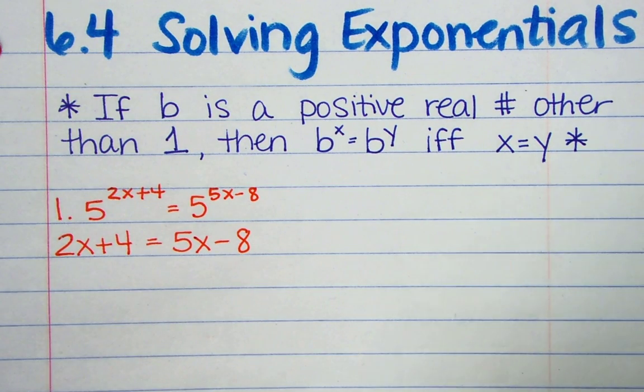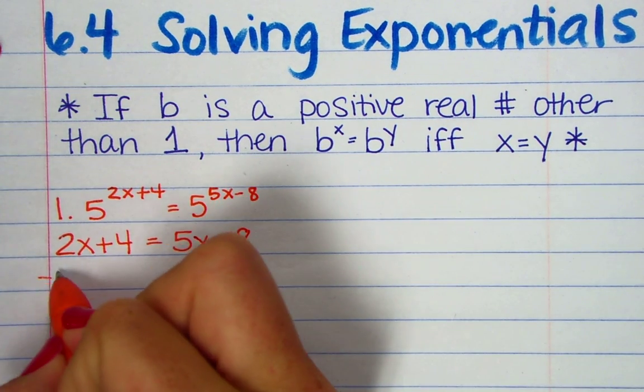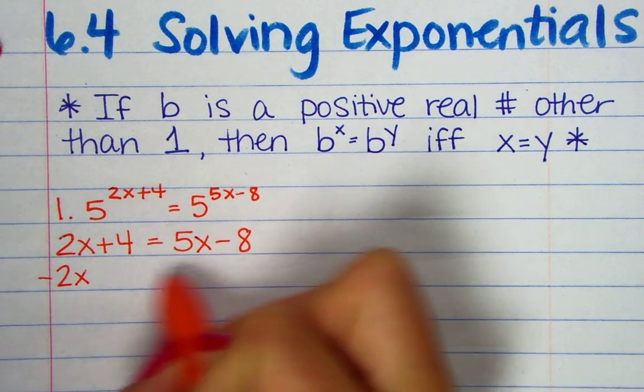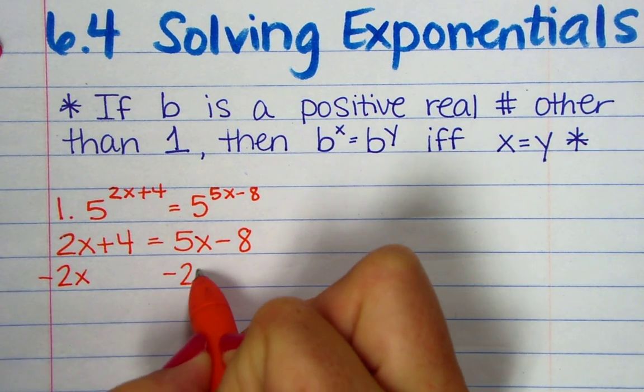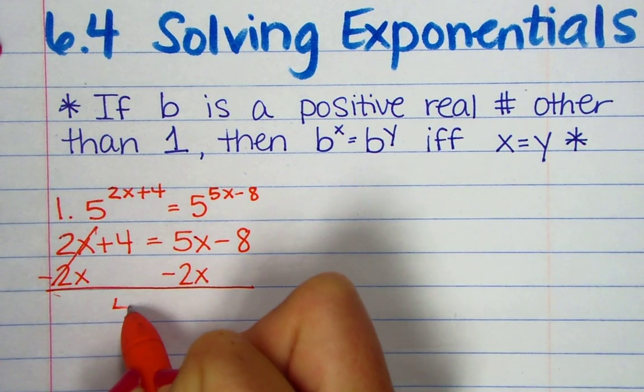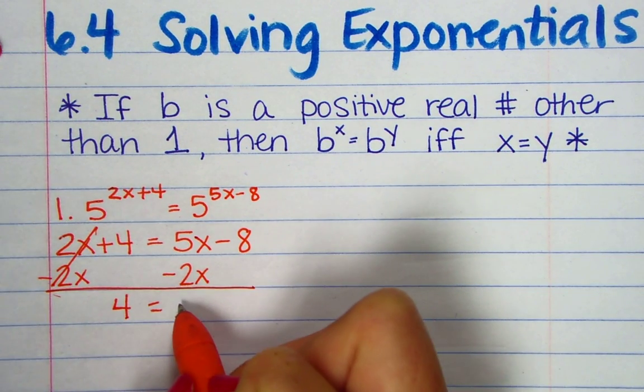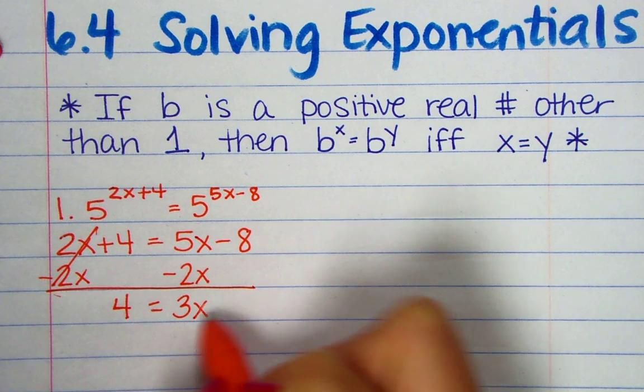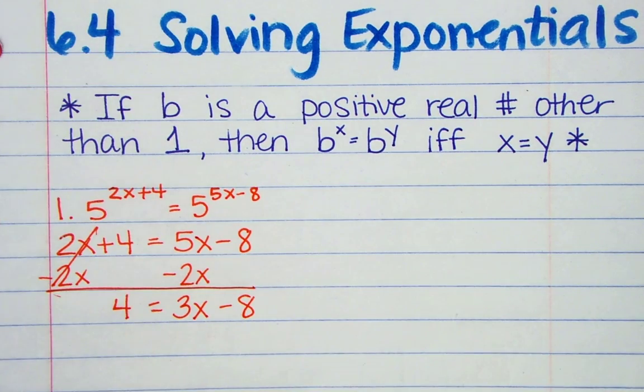What do you want to do first? Minus 2. Okay, I'm going to do minus 2x. You could have also done minus 5x. I like to do the smaller number first. Okay, if at all possible. So that brings down my 4, 5x minus 2x, 3x, and bring down my minus 8.